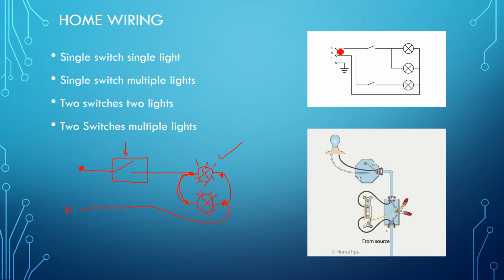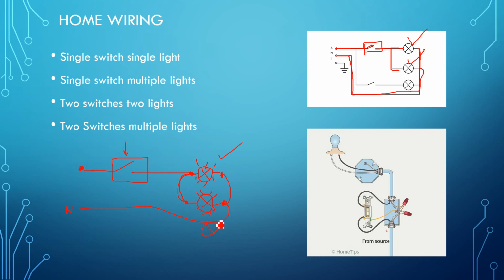Similar case here, as you can see, we have this phase wire and we have this neutral wire. This neutral wire is looped in these two, and this phase is also looped in these two lights. So if somebody turns on this switch, it will turn on both of these lights. If somebody turns off this switch, it will turn off both of these lights. So this is how you can put multiple lights.